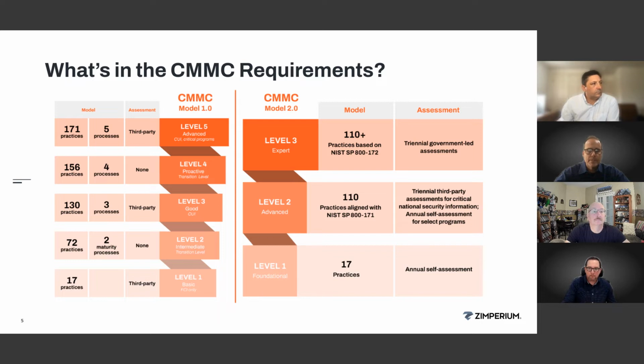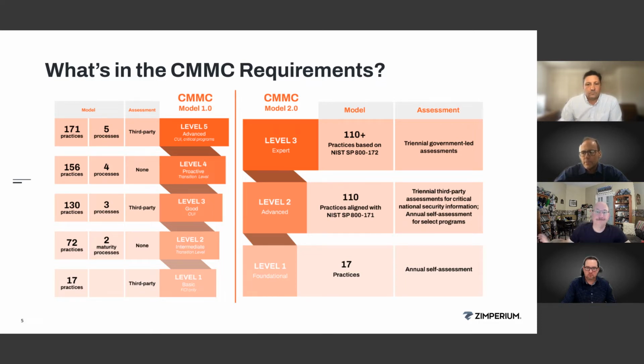Hey, Brian, for the audience, Brian mentioned several different standards there, 171, 172, and I think a couple of others. We will have a resource section available for the audience to pull all this, so don't worry about feverishly trying to capture all of these terms and references. We will provide those resources to you.